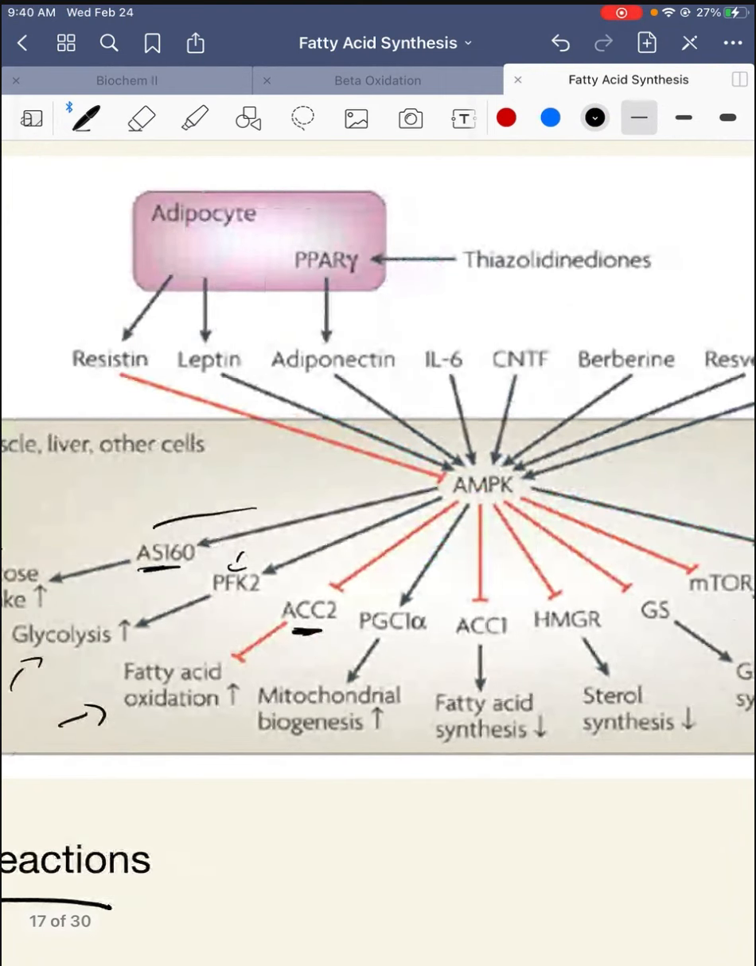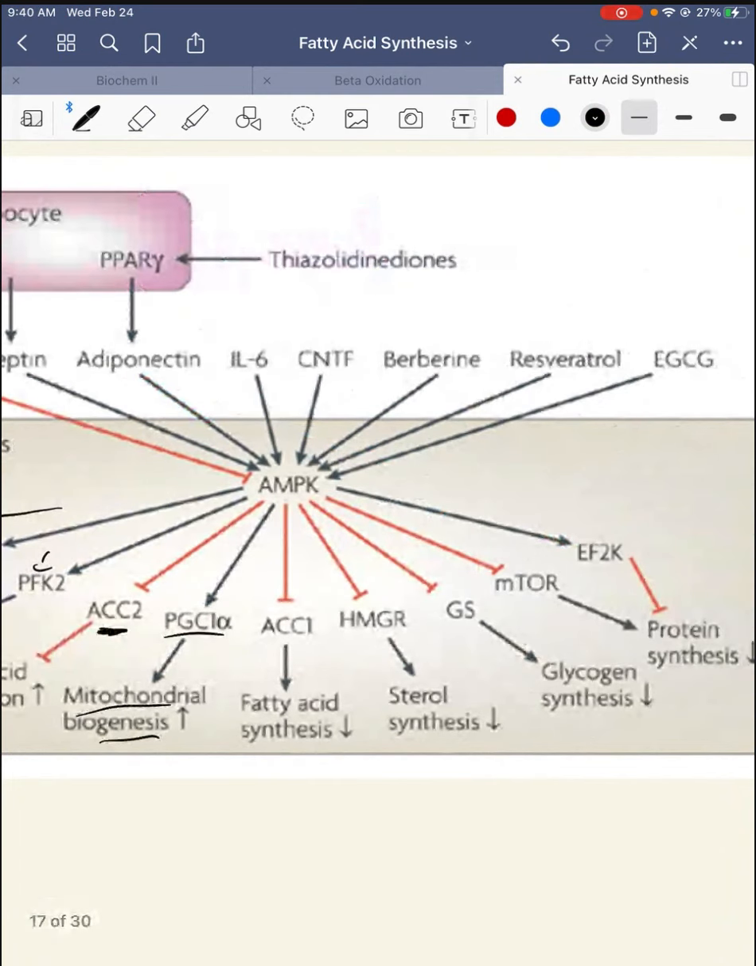We'll also upregulate mitochondrial biogenesis. You don't have to know this, but we upregulate mitochondrial biogenesis because in the mitochondria a lot of catabolic reactions happen, like beta oxidation, so we'll make more mitochondria. We'll inhibit ACC1, so we'll downregulate fatty acid synthesis.